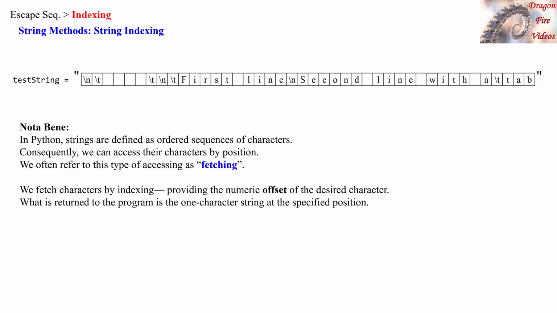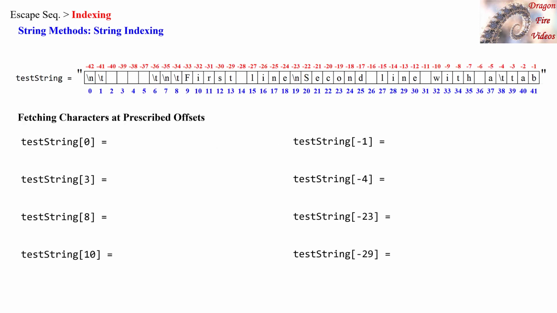So let's look at our test string. And notice in Python, strings are defined, as we said, as ordered sequences of characters. Consequently, we can access those characters by their position. We often refer to this type of accessing as fetching characters from the string based on their offset or position. When we fetch characters by indexing, we provide the numeric offset of the desired character, and I'll illustrate this in the coming example. What is returned to the program is the one character string at the specified position or offset. So let's look at an example.